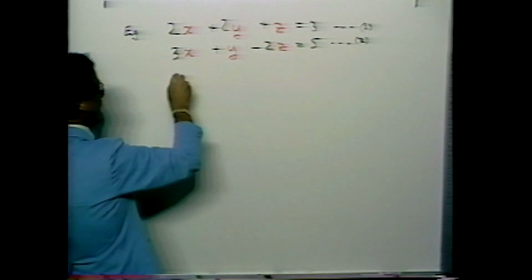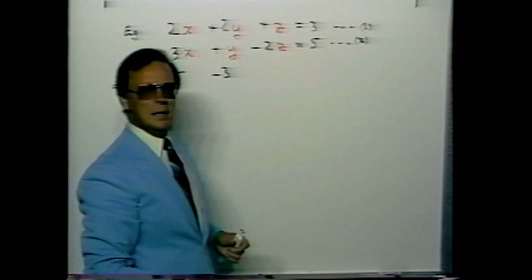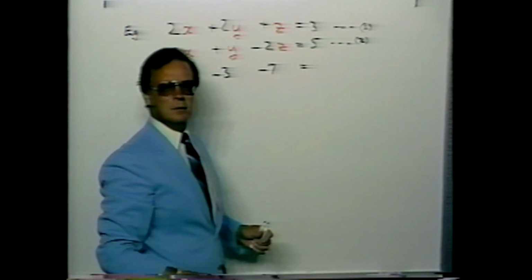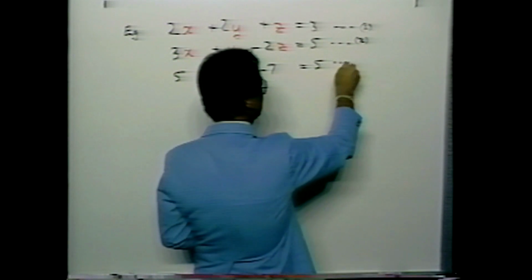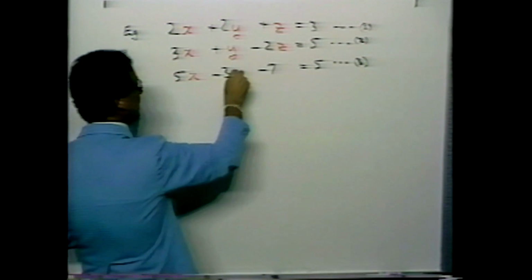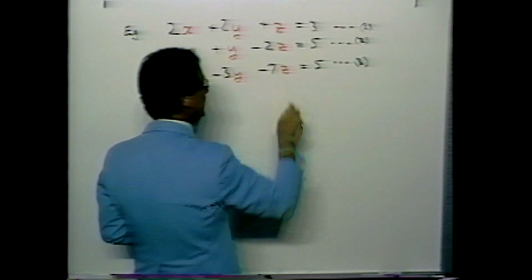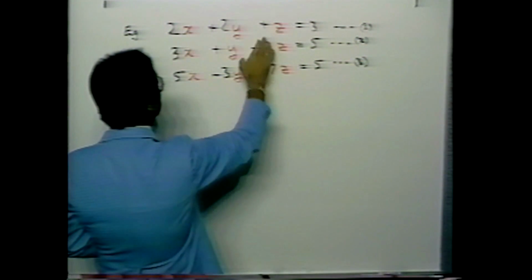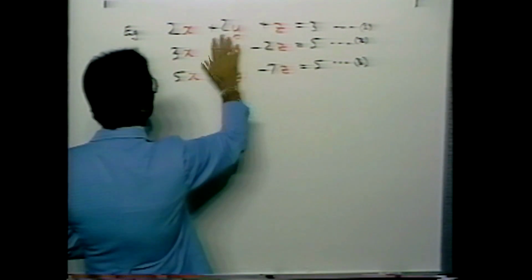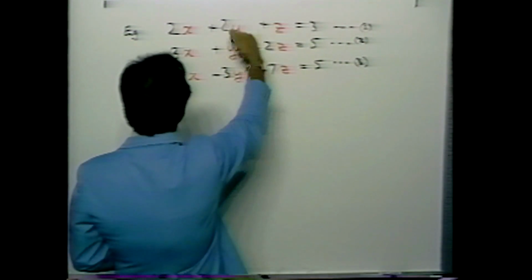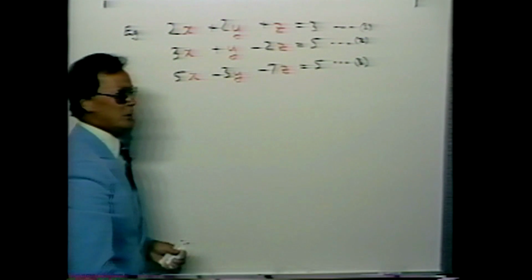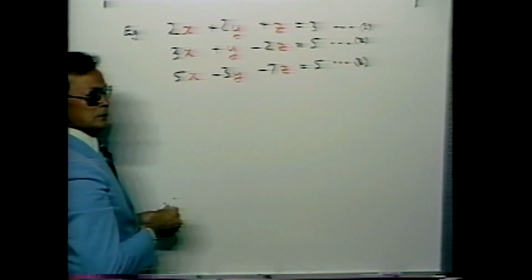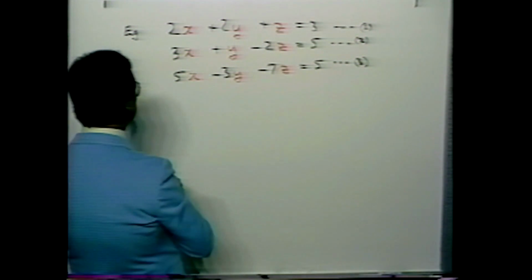5x minus 3y minus 7z is equal to 5, and that's my equation 3. 5x minus 3y minus 7z. Look at the arrangement of 9 coefficients on the left-hand side of the equal sign. And you can see that I've arranged the terms in their proper order. We ignore the letters x, y, and z completely.